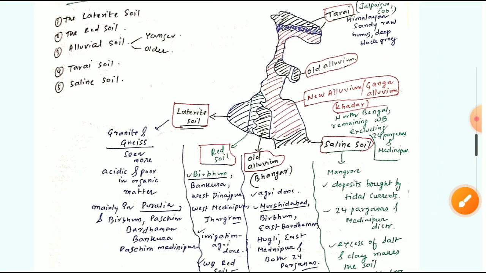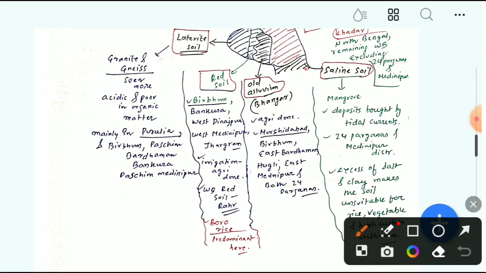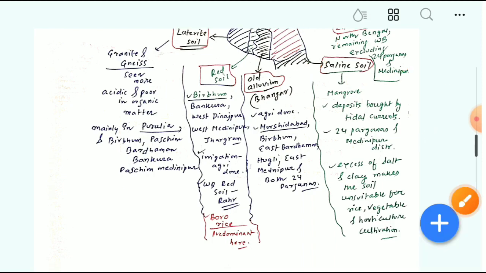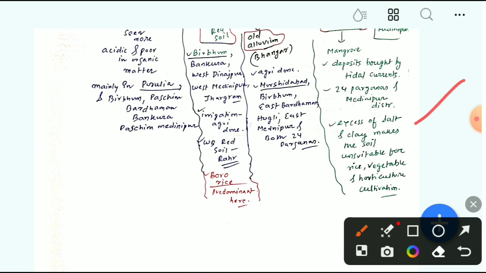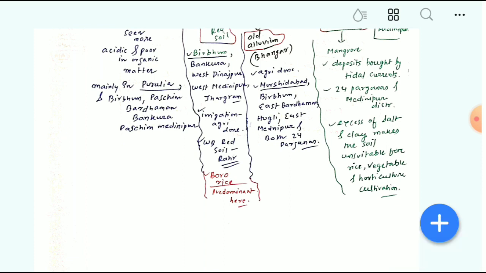Saline soil is in the Sundarban areas. Mangroves are found here. Deposits are brought by tidal currents. It is found in 24 Parganas and Medinipur districts. Excess of salt and clay makes the soil unsuitable for rice and vegetables. So maximum salt is present, so it is not good for agriculture.